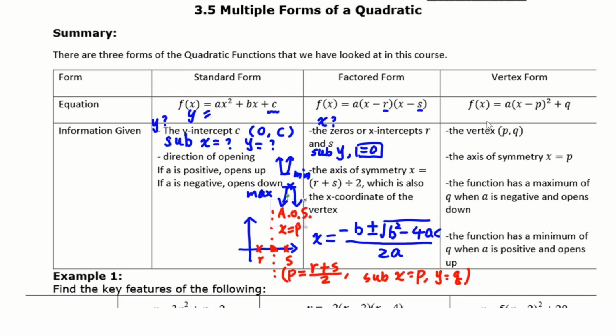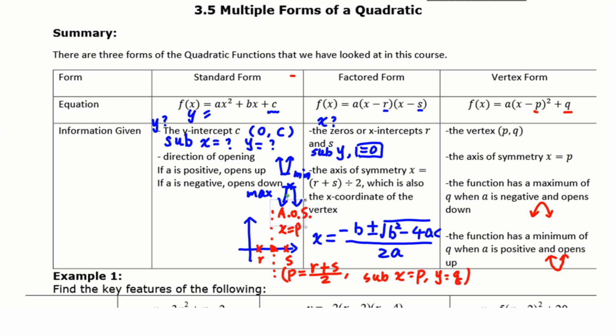And from vertex form, you could read the vertex right away. This is a turning point. So the axis of symmetry is x equals p, and if a value is negative, it opens down, you have a maximum. If a value is positive, then it opens up, you have a minimum value at the vertex. So they are the three forms.